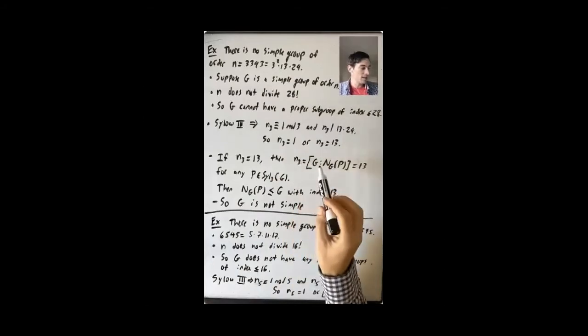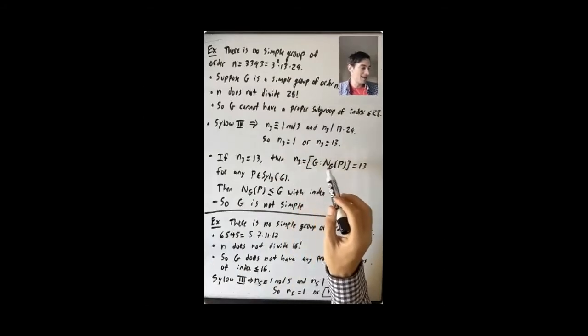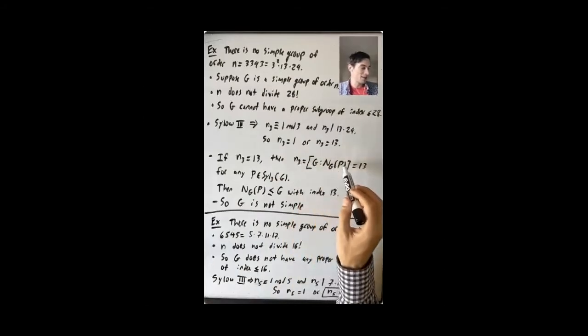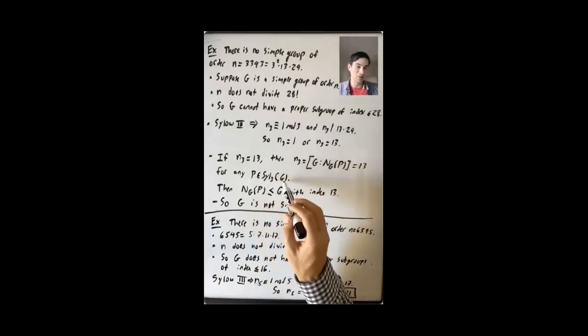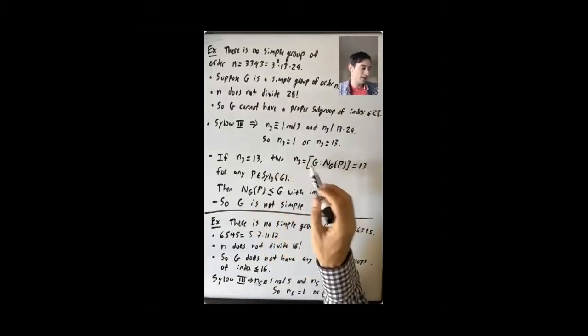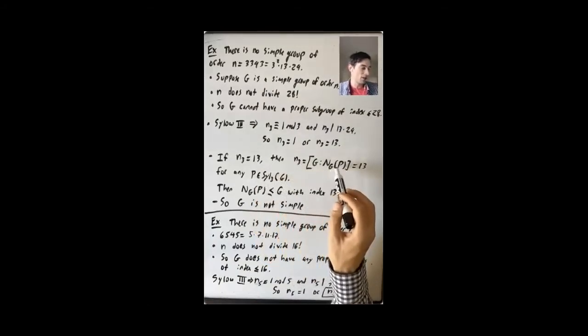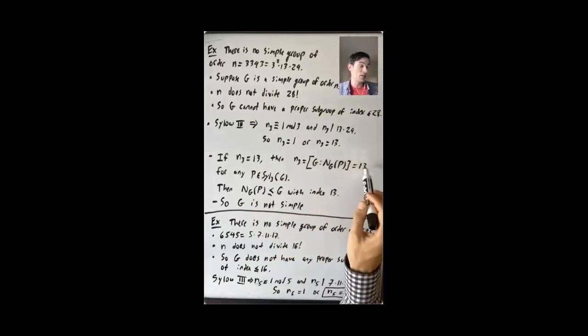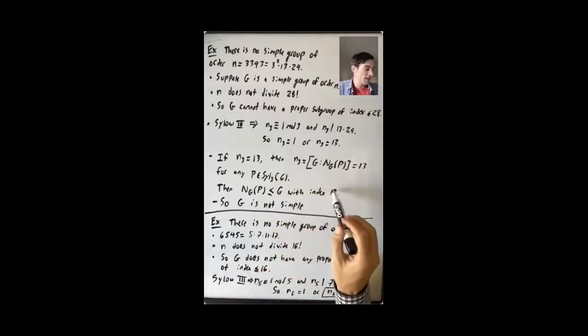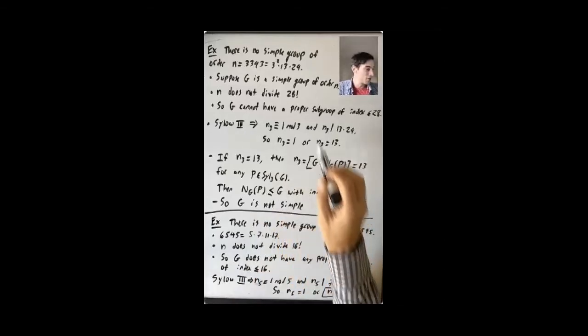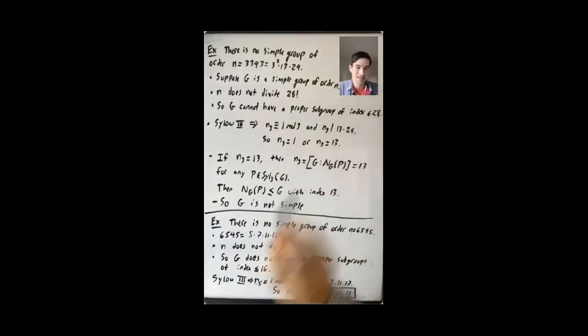Then n_3 is equal to the index of the normalizer of any particular Sylow 3-subgroup P inside of G. So it's the index of the normalizer of P inside of G, which is 13. But now this normalizer, whatever it is, is a subgroup of G of index 13. 13 is less than 28. So this shows, with the argument that we saw earlier, that G is not simple.